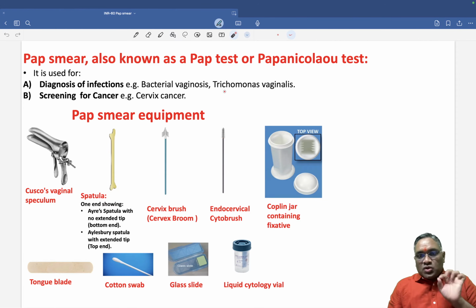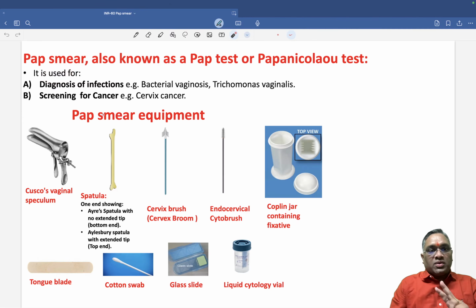So what is the use of pap test? That was a question in the exam. There are two important uses. They are used for diagnosis of infections and also for screening of cancer. Diagnosis of infections: what are the infections? Bacterial vaginosis and Trichomonas vaginalis. And it is also used for screening of cancer. What cancer? Cervix cancer. Remember, screening, not for diagnosis.